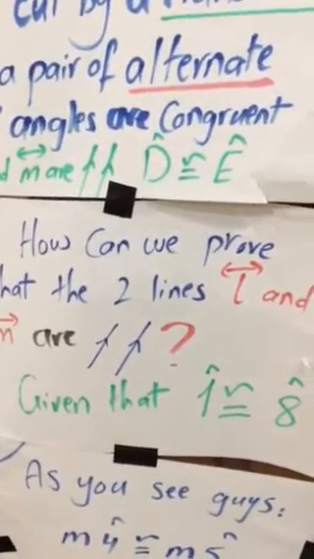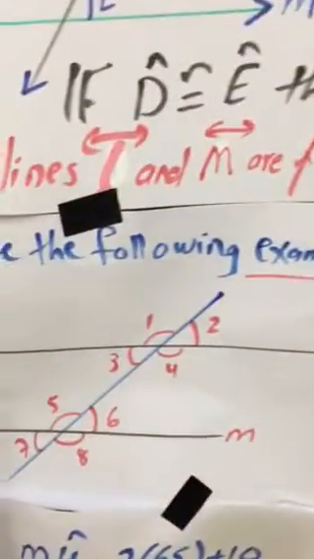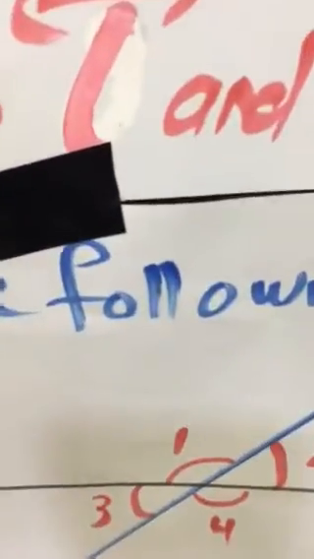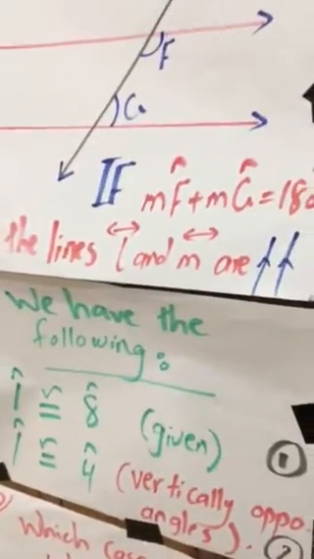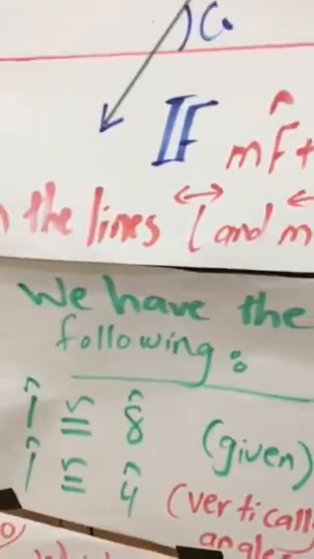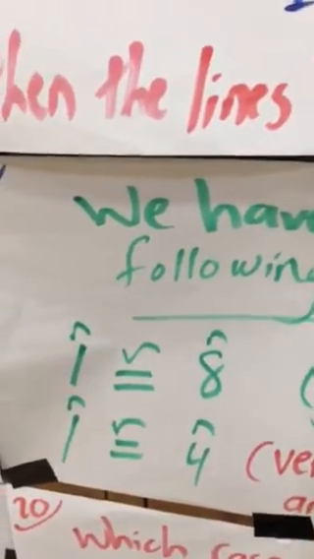Given that, he gives us a help: angles 1 and 8 are congruent. Let me see, where are they? 1 is here and 8 is here. So, let me start our verification. We have the following: angle 1 and angle 8 are congruent, given, and from the graph, 1 and 4 are congruent angles. Let me see. 1 and 4, yes, guys, did you see them?